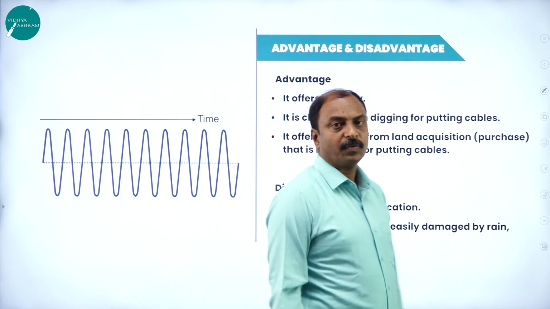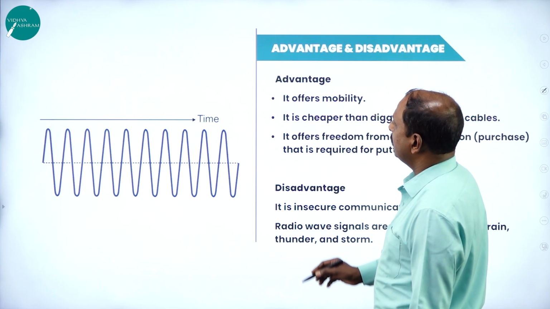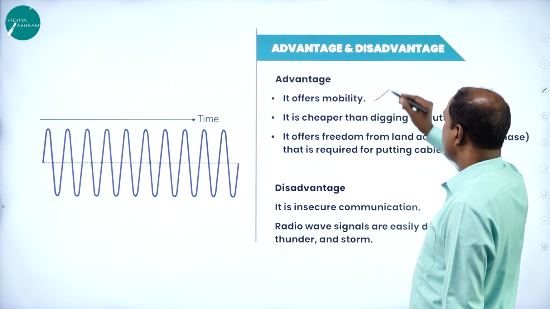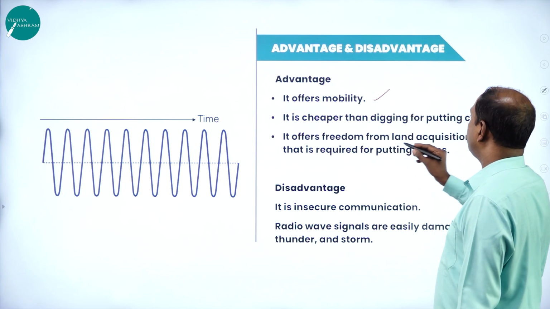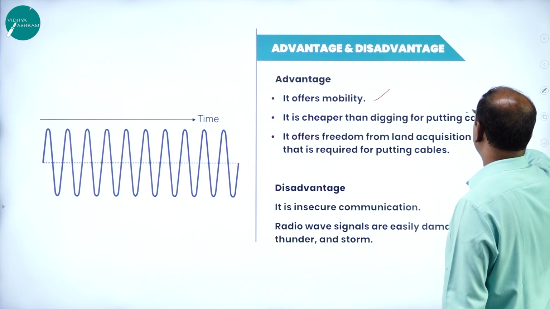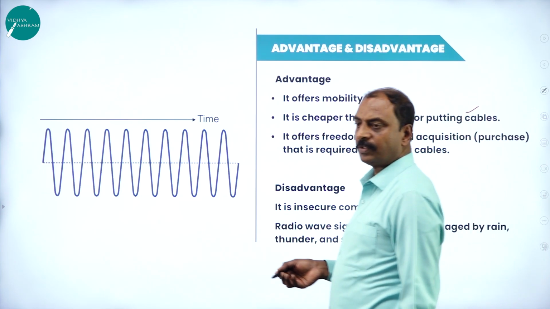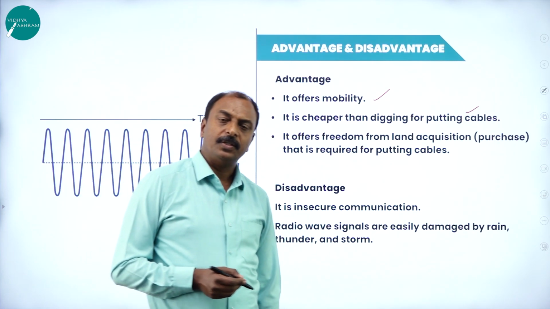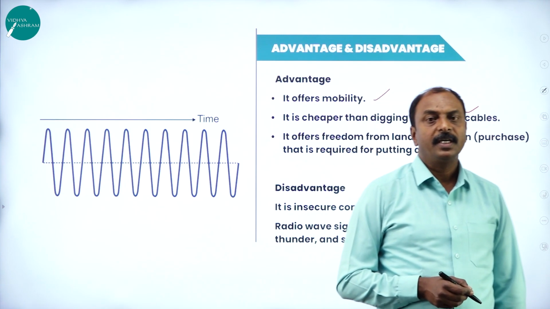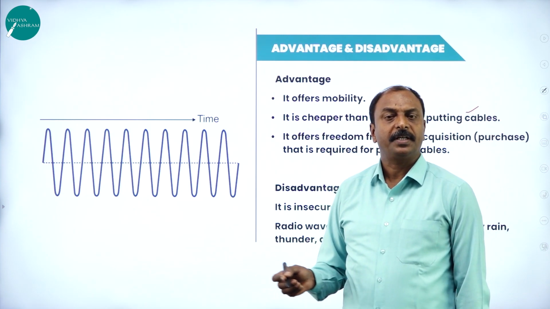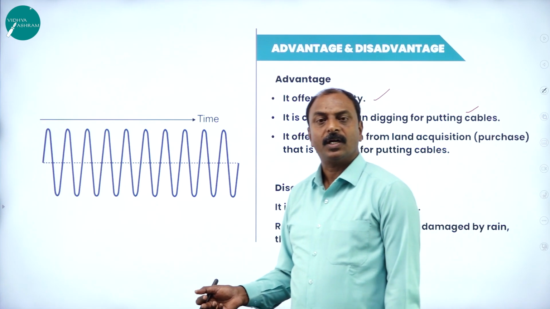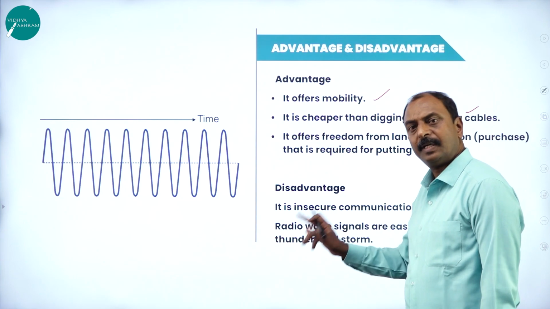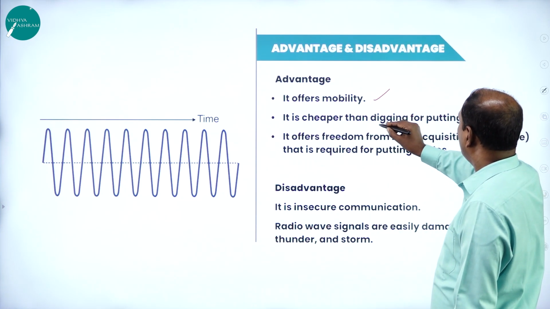Next, what are the advantages and disadvantages here. This is called a sine wave, and it offers mobility. That is the one thing. Next, it is cheaper than digging for putting cables. What we have seen in the previous session about guided medium, to connect two different computer devices, we have to lay down the cable. It requires a lot of digging work and a lot of process. In radio wave communication, or unguided medium of communication, it can be avoided.